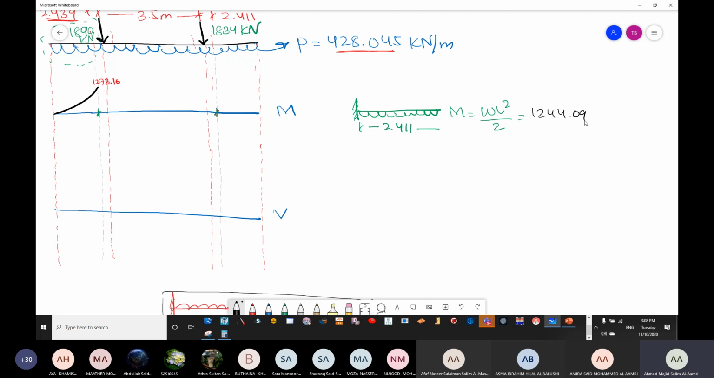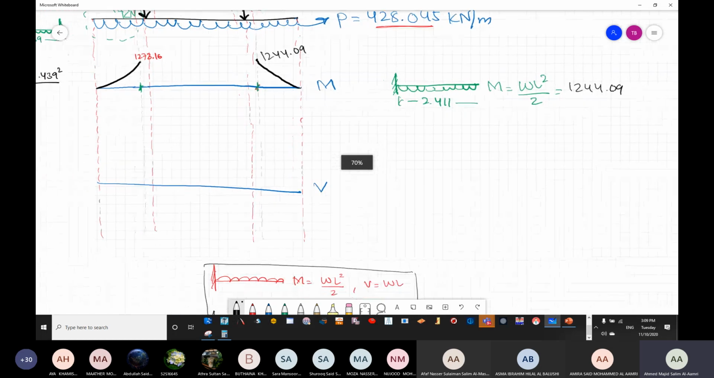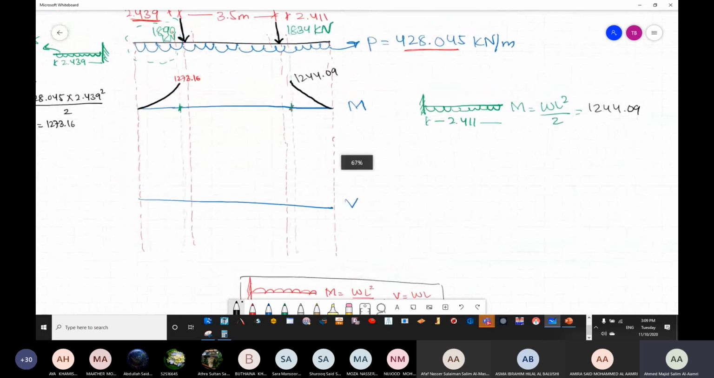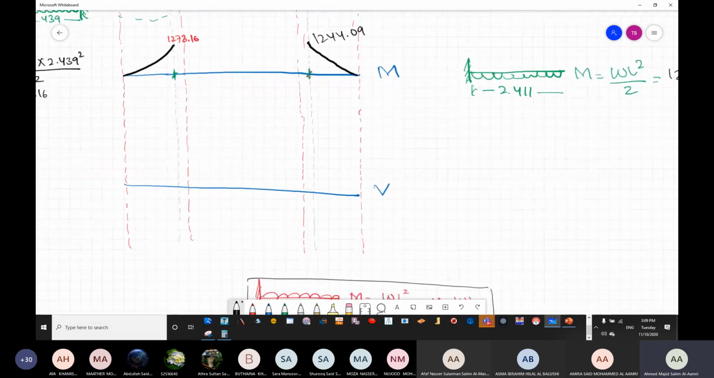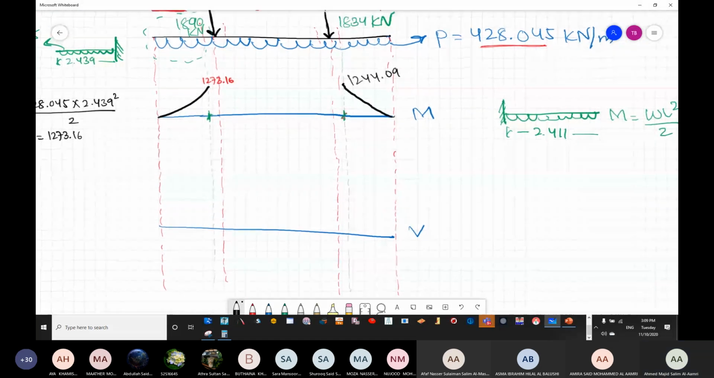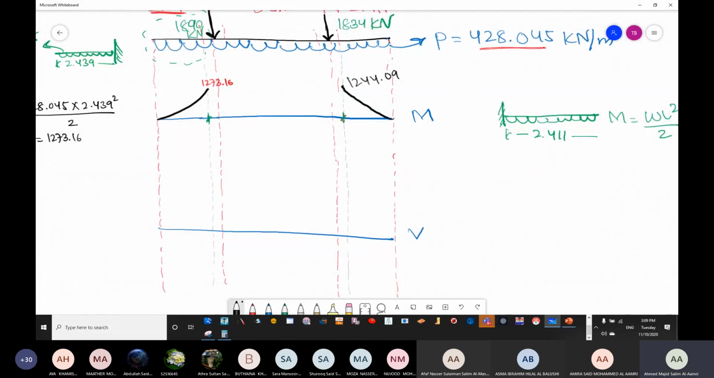Okay, so we can go and look at the bending moment; this is 1244.09 or 0.1, it's up to you. Okay, now let us go for shear. Do you remember when I said for you shear is a matter of going up and down? Okay, so let us start with shear.